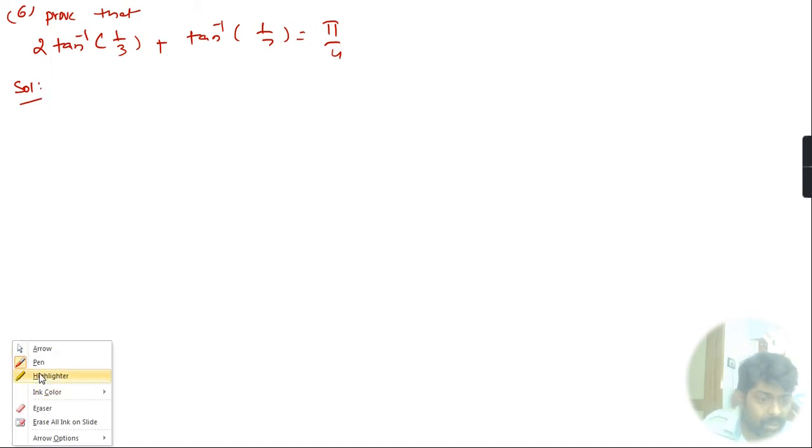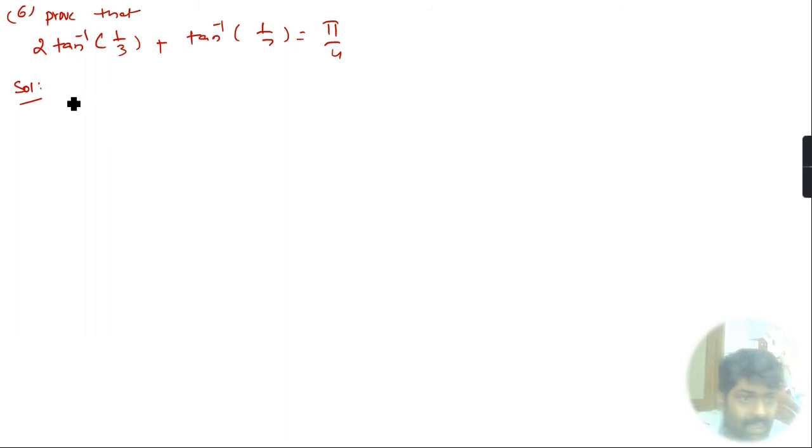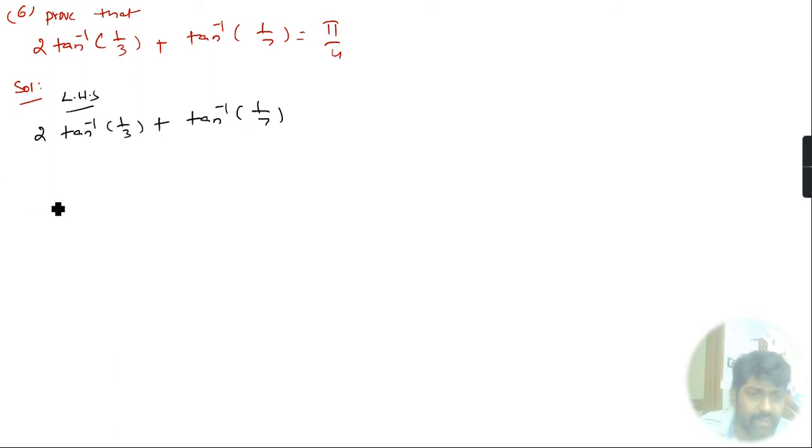the LHS is equal to, what is the LHS? 2 tan inverse of 1 by 3 plus tan inverse of 1 by 7. So take this as 1.